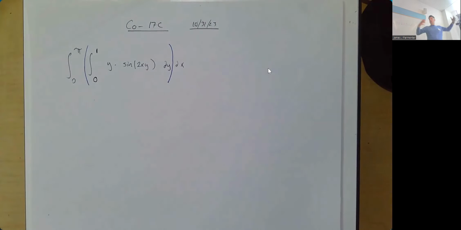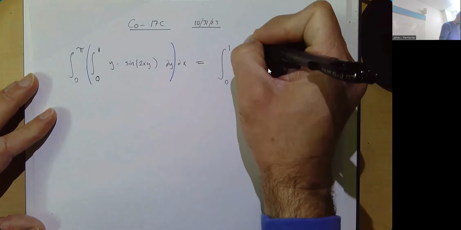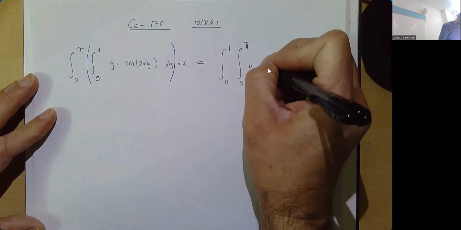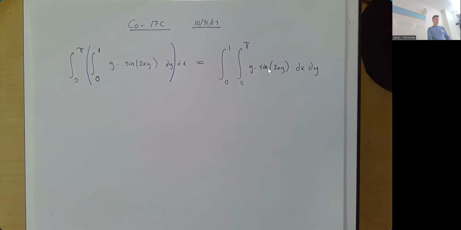However, I would also observe that the limits of integration are all four constants, 0 to pi, 0 to 1, meaning the region of integration is just a rectangle. Interchanging the limits of integration is literally just changing the order of the integrals. You don't have to do any drawing of pictures. We can say that this is the same as the integral from 0 to 1, 0 to pi, y times sine of 2xy dx dy. If all your limits of integration are constants, you can change the order just by switching the integrals without doing any other thinking.